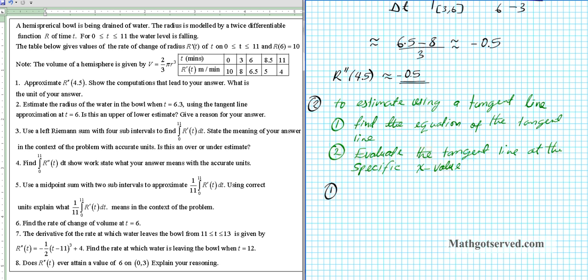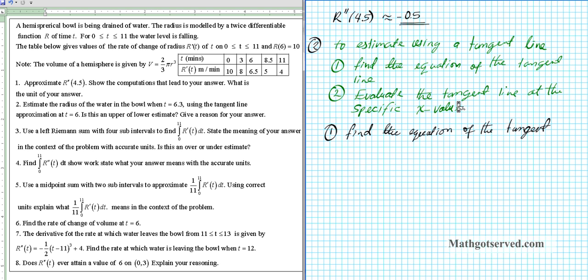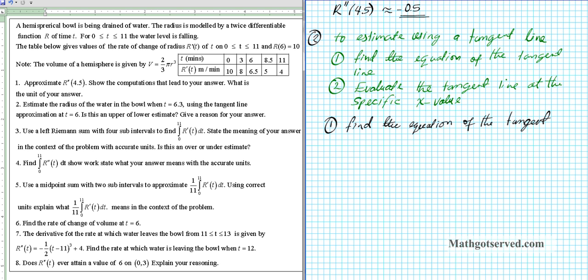Okay, so let's label it 1. Find the equation of the tangent line. Equation of tangent line. All right, so let's go ahead and do that. What's the equation of a line? The equation of a line is what you learned in algebra 1. Point slope form, y minus y1 equals m times x minus x1.